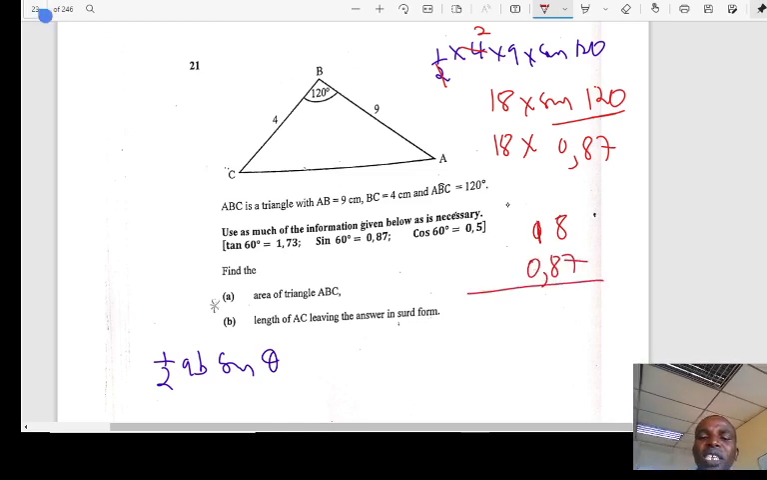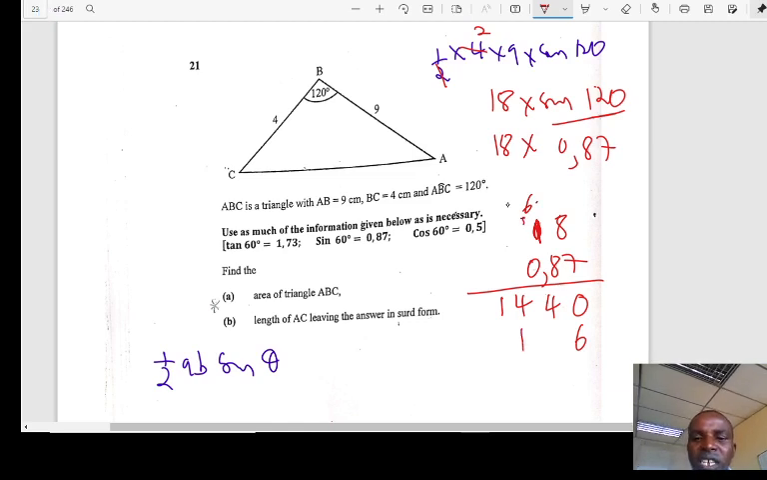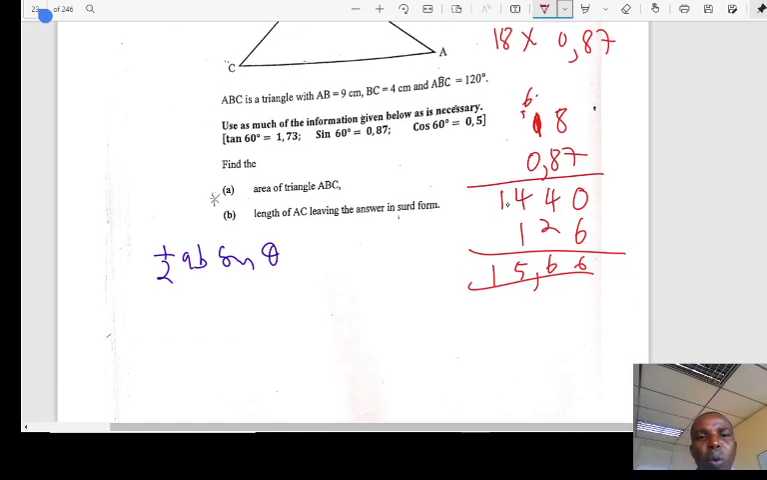Multiplying this one, you put your placeholder here, which is 0. Then 8 times 8 is 64, 4 carry 6. 8 times 1 is 8 plus 6 is 14. Then 7 times 8 is 56, 6 carry 5. 7 times 1 is 7 plus 5 is 12. Then you add. How many decimal places? There are 2. So it will be 15.66 square centimeters. Done. Remember to put units, please.